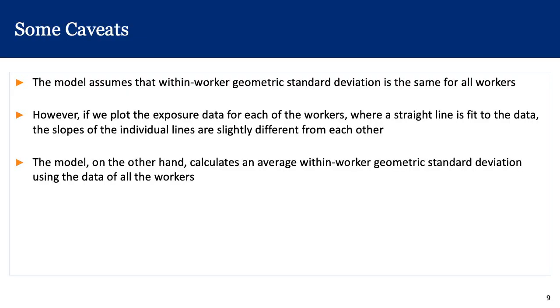One further point, the ANOVA model assumes that the within worker geometric standard deviation is the same for all workers. We had previously calculated this as 1.63. However, if we plot the exposure data for each of the workers, where a straight line is fit to the data, then the slopes of the individual lines are different from each other. And this tells us that the geometric standard deviation for each worker is different from the others. The model, on the other hand, calculates an average within worker geometric standard deviation using the data for all the workers.